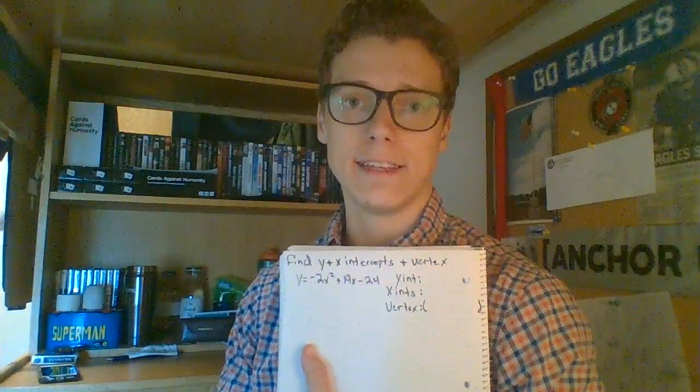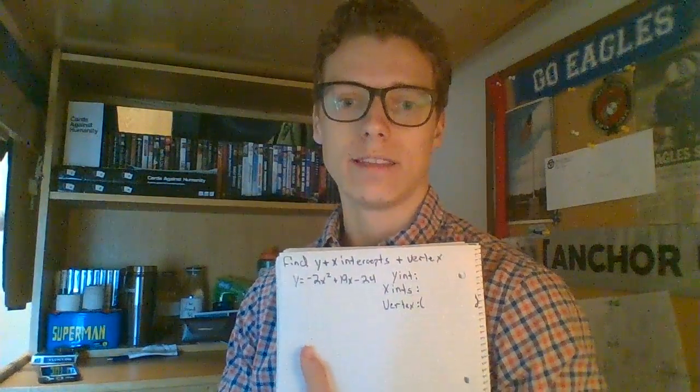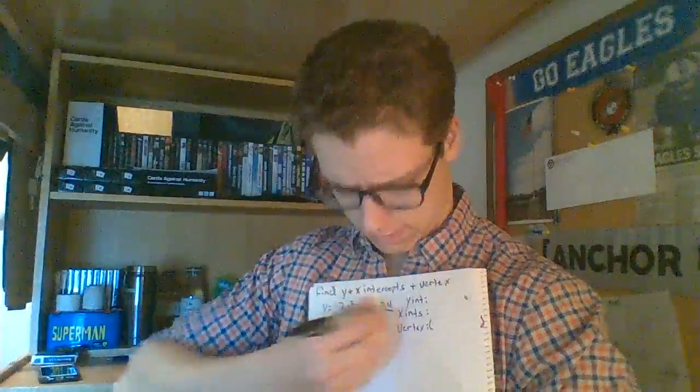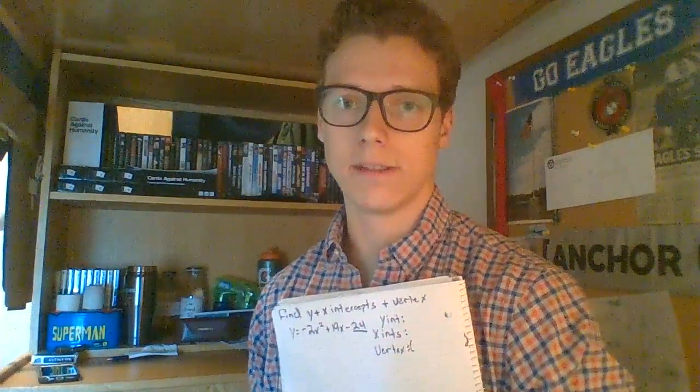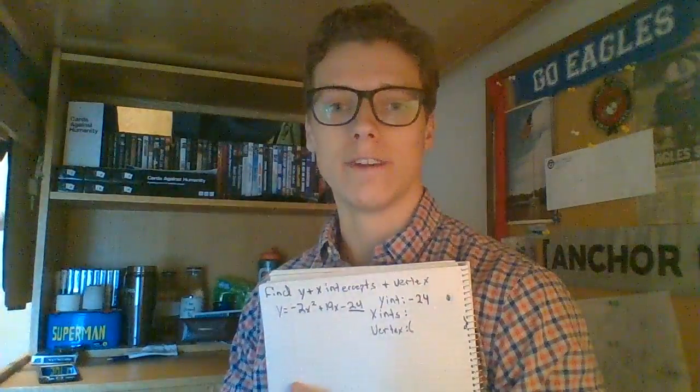So I'm going to start off with the easiest thing, which is finding the y-intercept, and that's the easiest because it's just right here. It's just the constant at the end of the equation. So we know it's negative 24. So I'm going to go ahead and write that down for our y-intercept equals negative 24. And then we move on to finding what the x-intercepts are.